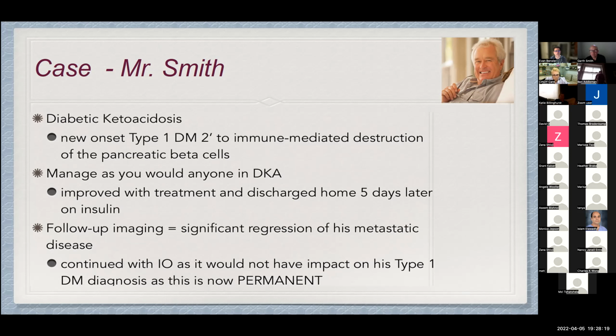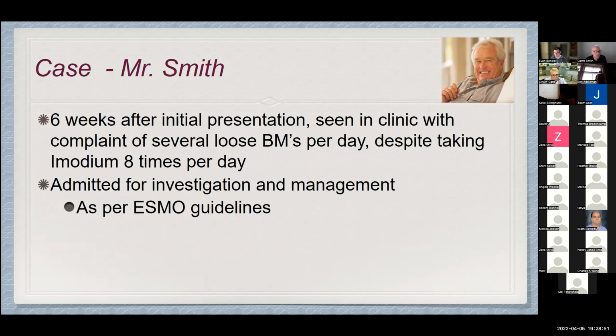So this gentleman, we continue with immunotherapy in him because his type 1 diabetes is permanent. This is an irreversible thing. Same thing with my patients who develop hypothyroidism. They actually get like a thyroiditis. So we burn out their thyroid. They're never going to have normal thyroid function. They will always require thyroid replacement. So we'll continue with immunotherapy in those patients because even though obviously the DKA was potentially life-threatening, insulin is the answer. So 6 weeks later, he comes back.